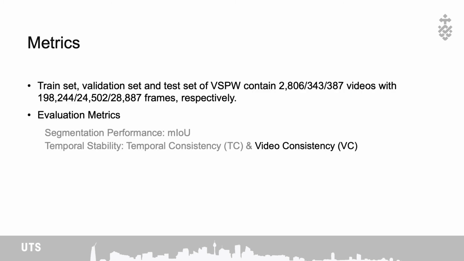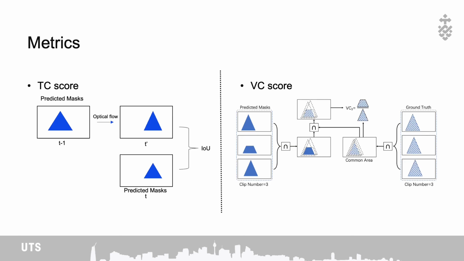mIoU is usually used to evaluate the segmentation performance. However, different from image semantic segmentation, for video semantic segmentation, we need to evaluate the temporal stability of predictions. Previous methods have proposed the temporal consistency score, the TC score, for evaluating temporal stability. Here we propose a VC score to evaluate the temporal stability.